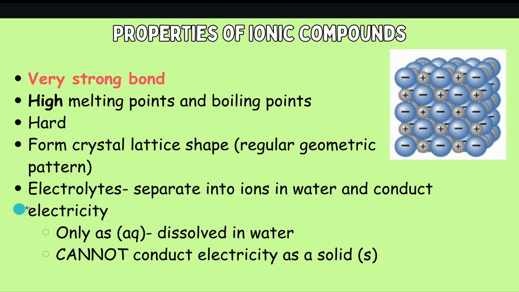Ionic compounds are also electrolytes. I'm sure you've heard of the term electrolytes, like we have our Gatorade and our liquid IV and things like that. What an electrolyte is, by definition, is something that separates into ions in water and conducts electricity. So ionic compounds are electrolytes, but only as aq. Aq stands for aqueous, which we've seen a few times before. This aq means that whatever substance it is, it is dissolved in water. So if we had NaCl aq, that just tells us it's sodium chloride dissolved in water.